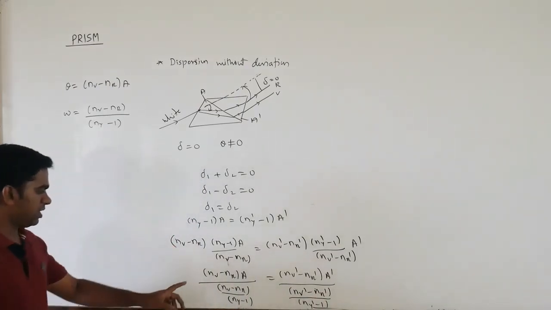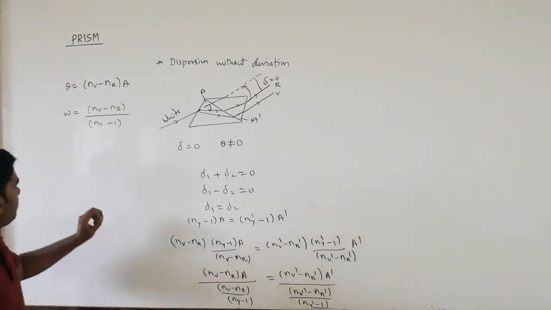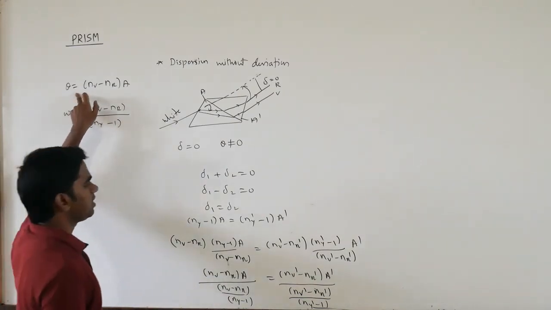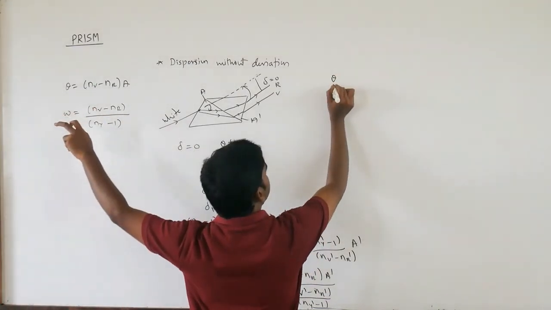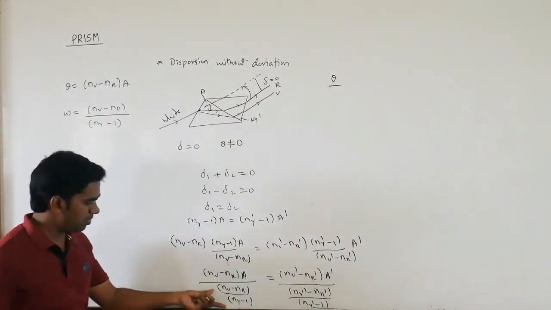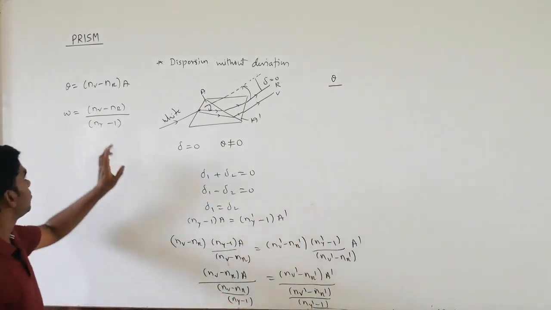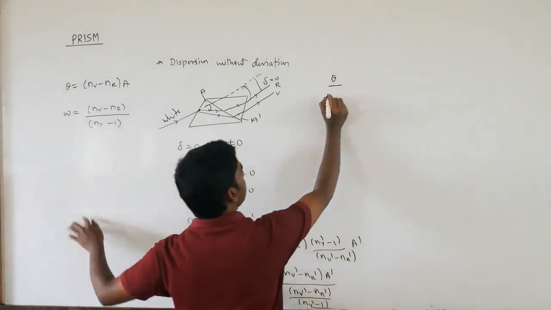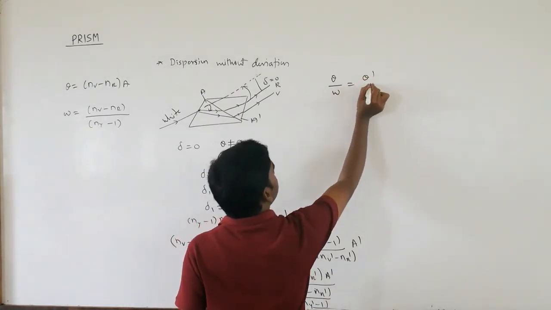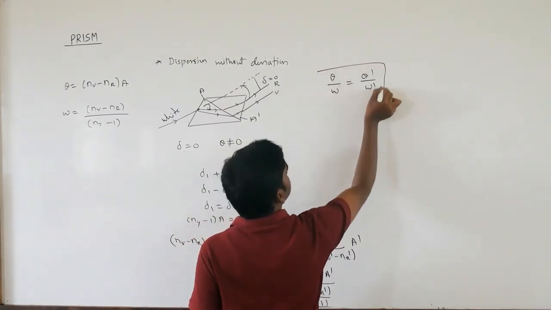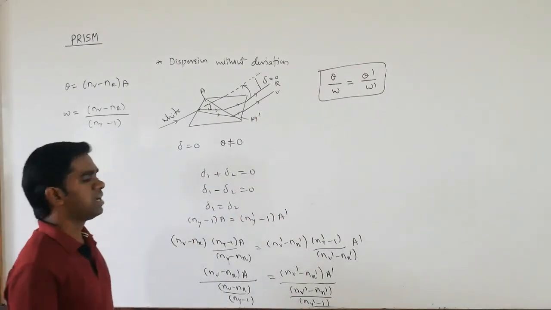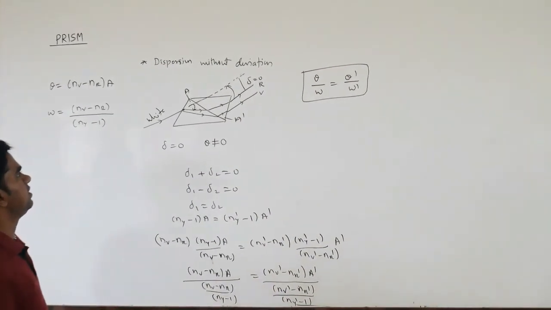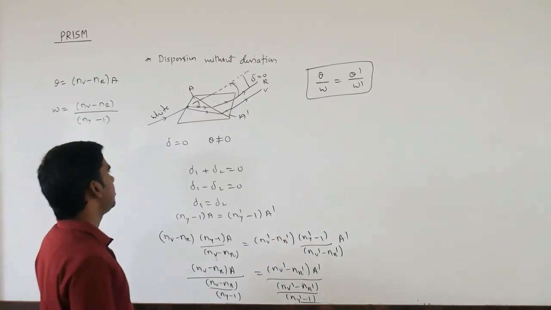So what is this? NV minus NR into A is nothing but theta. So theta divided by NV minus NR divided by NY minus 1, that is omega. So theta by omega equals theta dash by omega dash. This is the condition for dispersion without deviation. Then what is the dispersion?